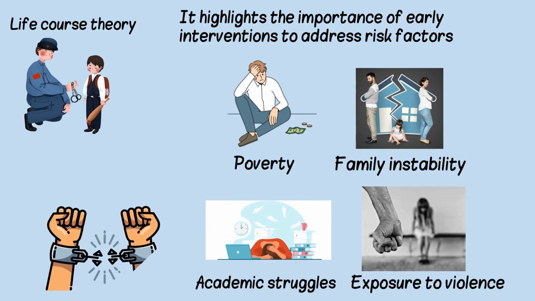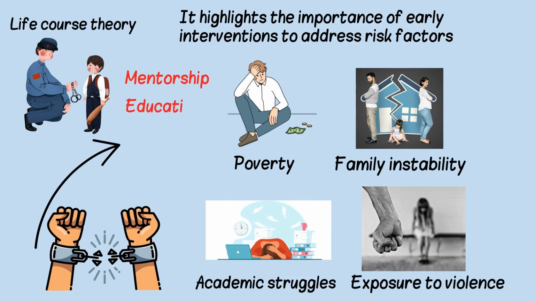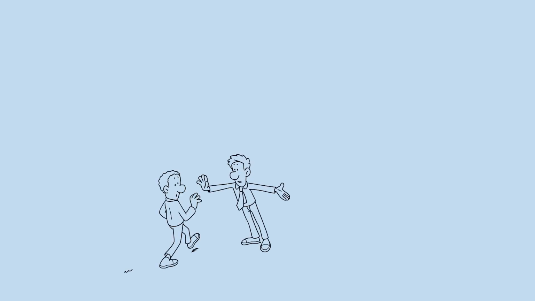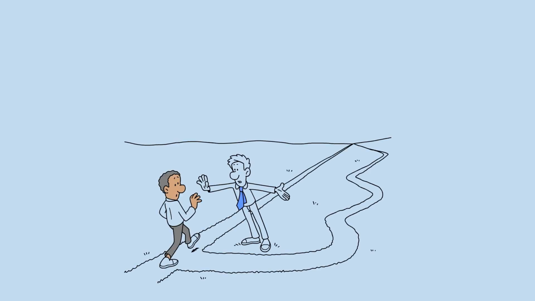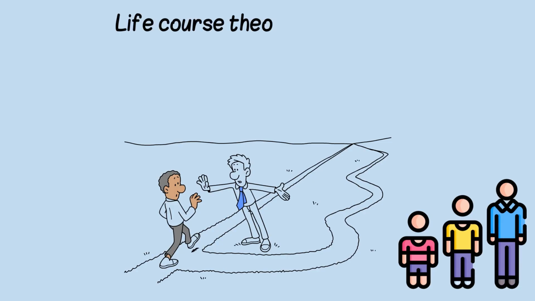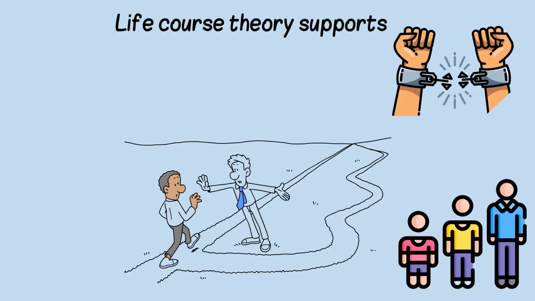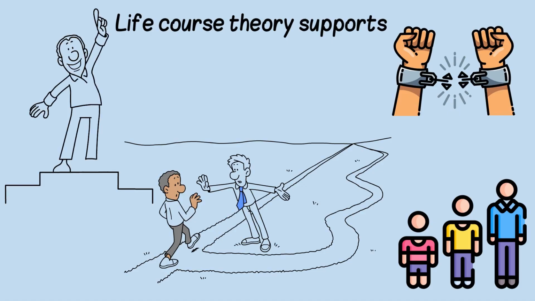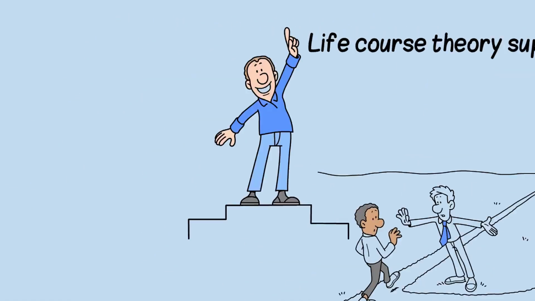The theory also underscores the potential for rehabilitation, as turning points, such as mentorship, education, or family support, can redirect young offenders toward positive pathways. Recognizing the developmental stage of juveniles, life course theory supports approaches emphasizing rehabilitation over punitive measures, acknowledging that adolescence is a critical period of growth and change.